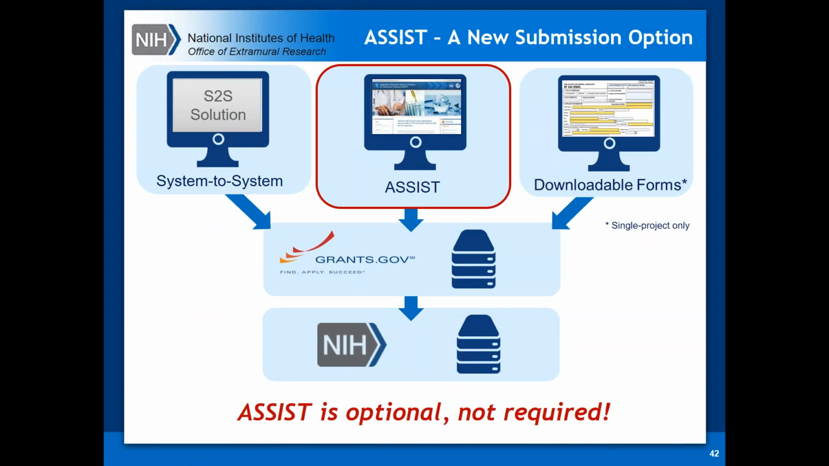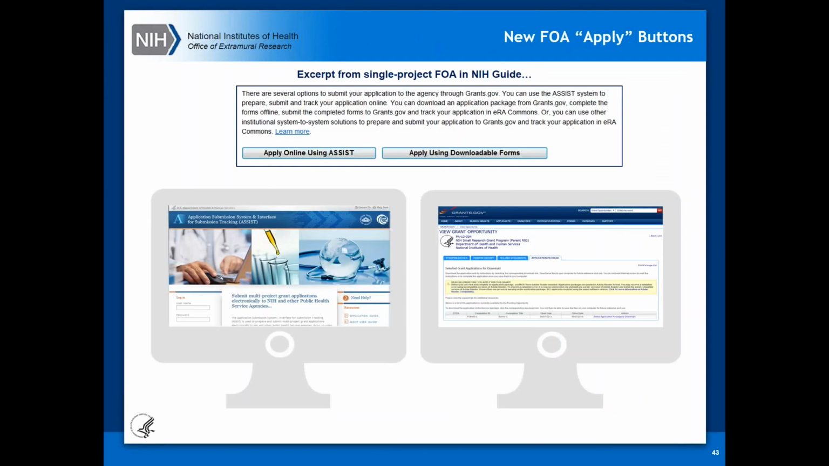Now, ASSIST is a new submission option. Basically, you can apply system to system, or you can use downloadable forms. But ASSIST is a great assistance mechanism in making certain that most errors for NIH applications are caught and addressed early on. So why don't you go to the next slide? Basically, there are new FOA apply buttons. You can apply online using ASSIST or apply using downloadable forms. We've heard quite a number of great things about ASSIST, making the whole process easier. So it's something you should look into. And as I said, you can see more about that on our website.